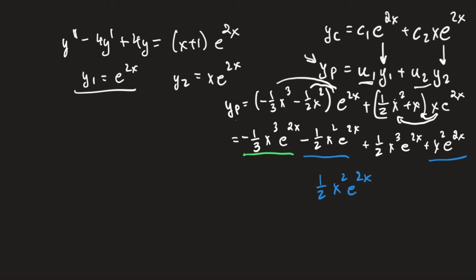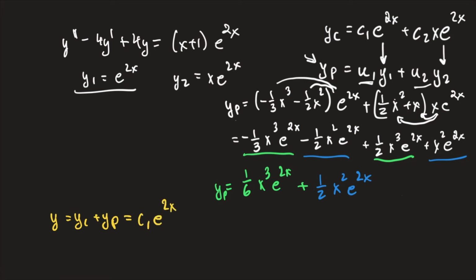Next two terms are x cubed e to the 2x, and we have x cubed e to the 2x here. Therefore, negative 1/3 plus 1/2 is just 1/6 x cubed e to the 2x plus this part, and that's going to give me y sub p. Finally, the general solution is just the sum of y sub c plus y sub p. So my y sub c was c1 e to the 2x plus c2 x e to the 2x plus my y sub p, which is 1/6 x cubed e to the 2x plus 1/2 x squared e to the 2x.